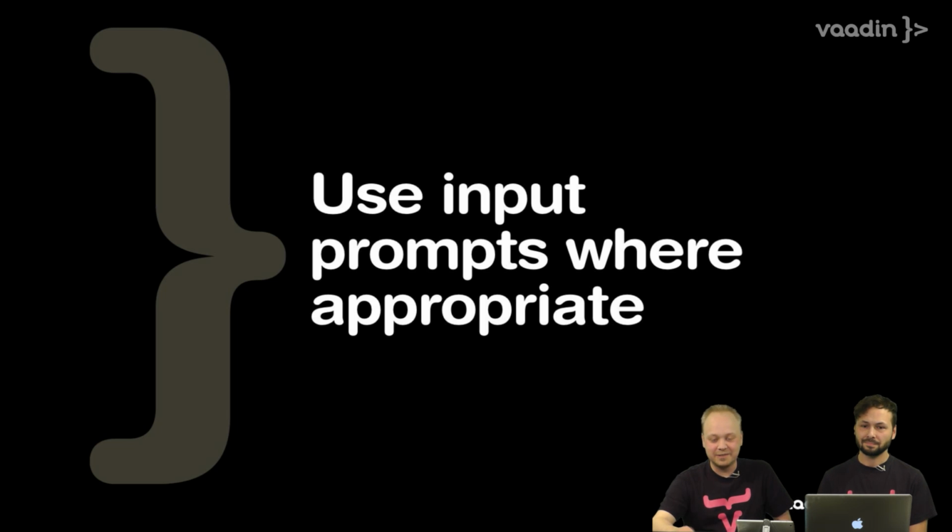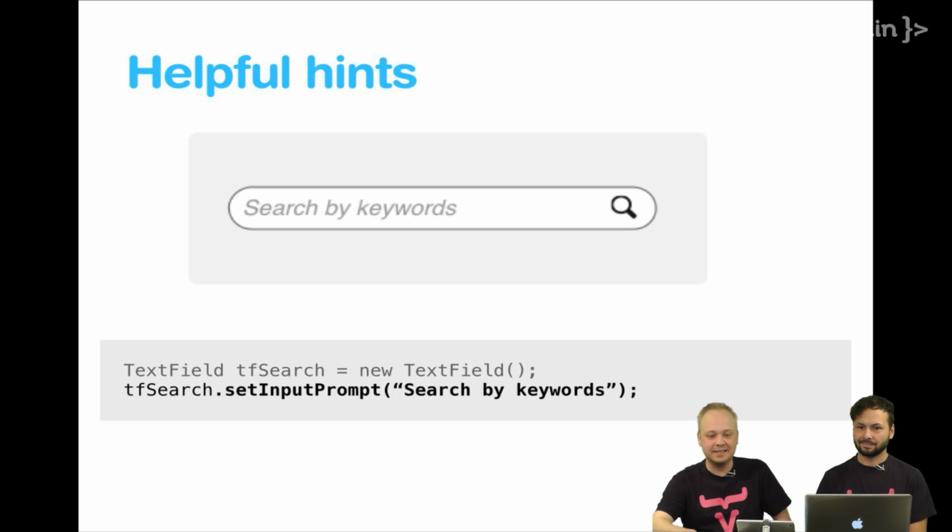First, let's explain what an input prompt is. Input prompts are these placeholder texts that are displayed in input fields when they're empty. A very typical use case is in search fields, where a lot of times you don't want to waste space by having a search caption next to the field, but instead you put the caption inside the search field in the form of an input prompt. And as soon as you type anything into that field, that input prompt text will disappear.